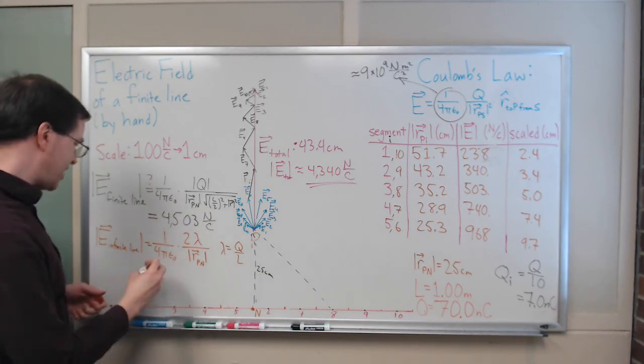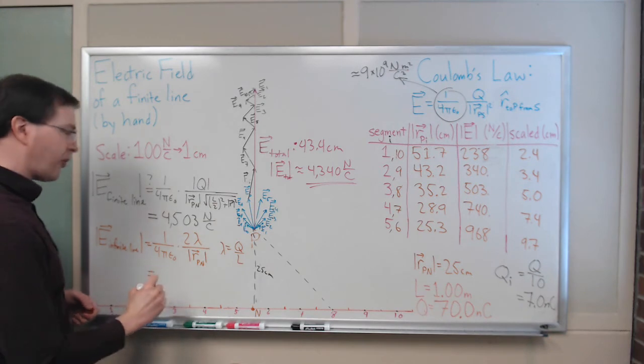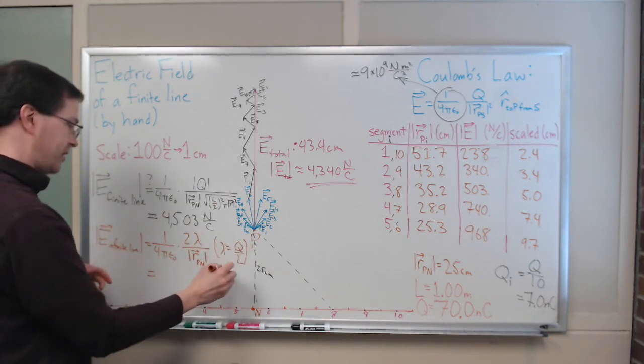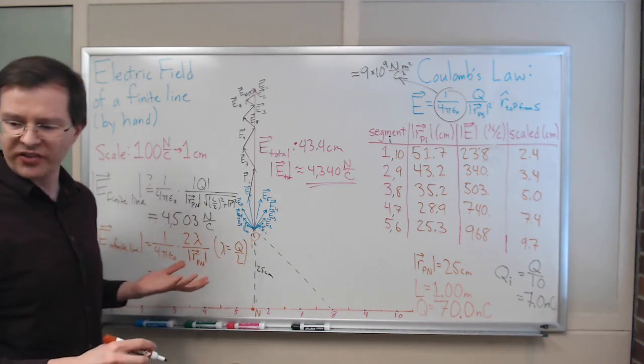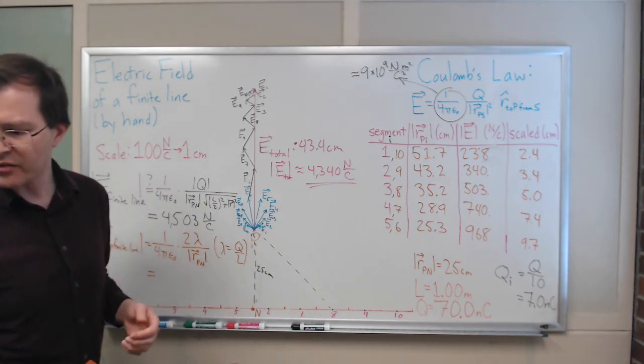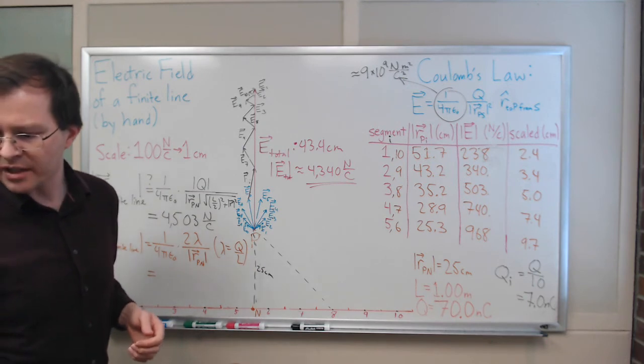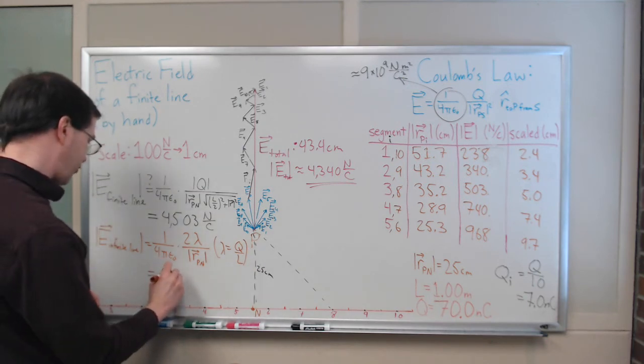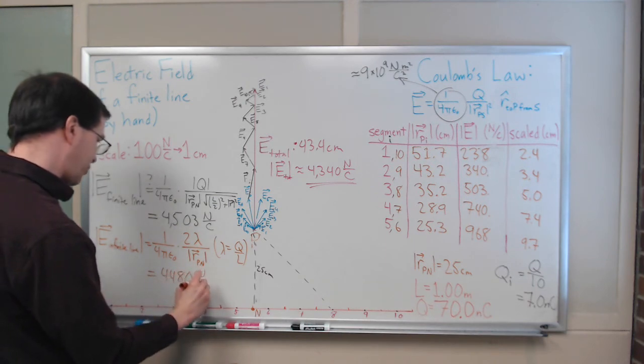if you plug in these numbers for an infinite line of charge, this is a formula that you probably should know, that's useful to know in a class on electric fields and things. For this infinite line of charge, you would get, what is it, about 4,480 newtons per Coulomb.